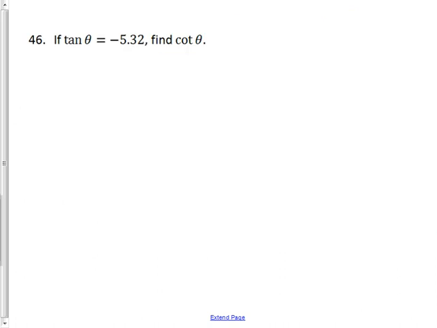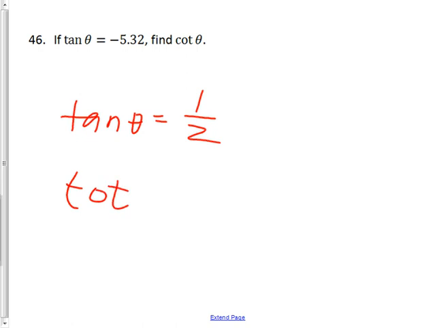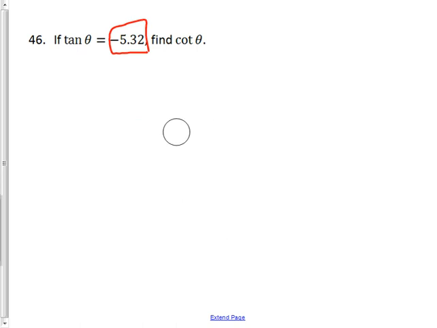All right. Moving on. If tangent of theta is negative 5.32, what is the cotangent of theta? I'd be thinking about, well, tangent and cotangent are really a lot alike, aren't they? If the tangent of theta was 1/2, let me just keep it simpler, then what would cotangent of theta be? Cotangent of theta. It'd be 2. You just flip it, right? So, just take this and flip it. So you got 1 over negative 5.32. It's that easy.